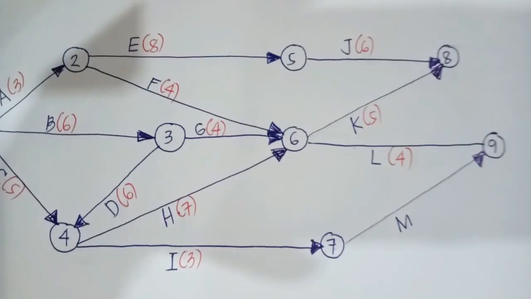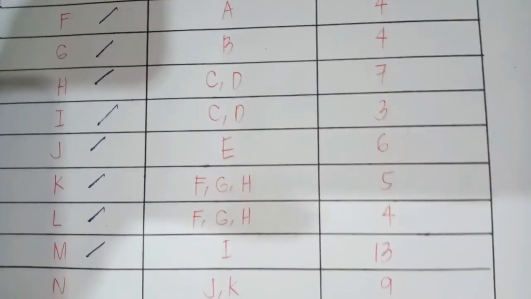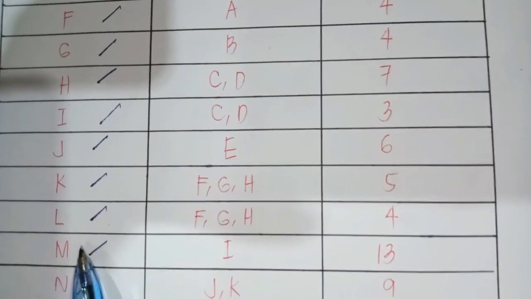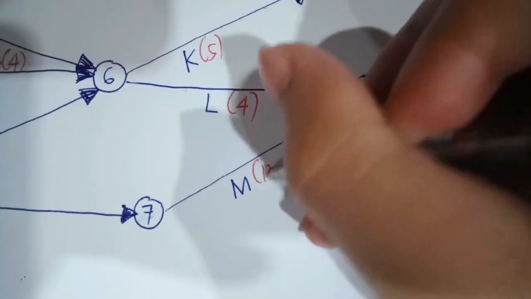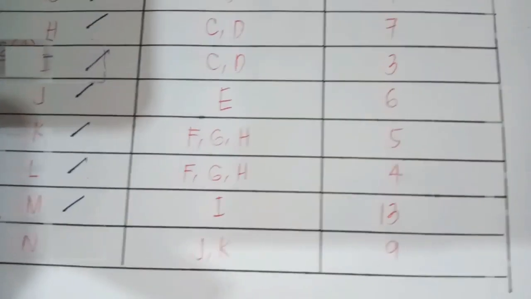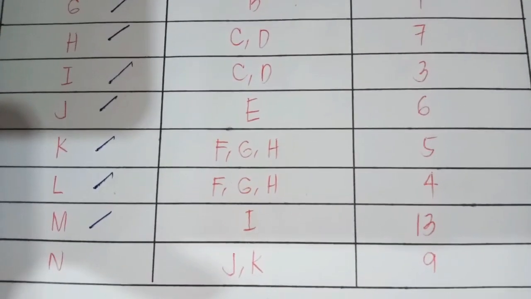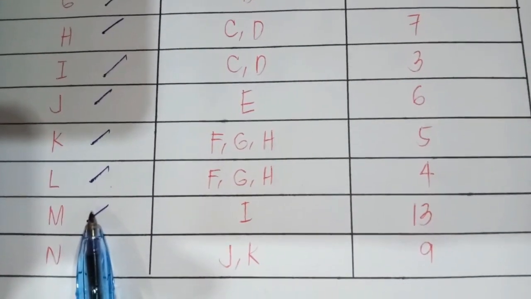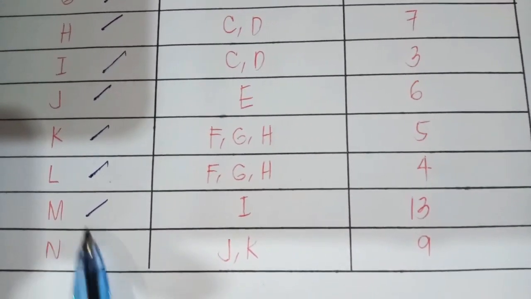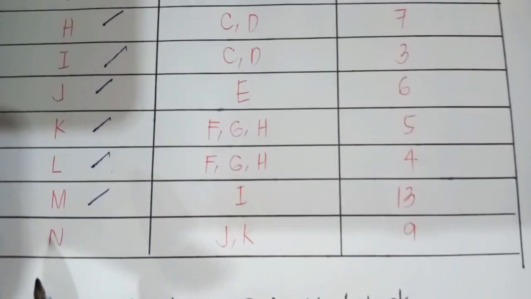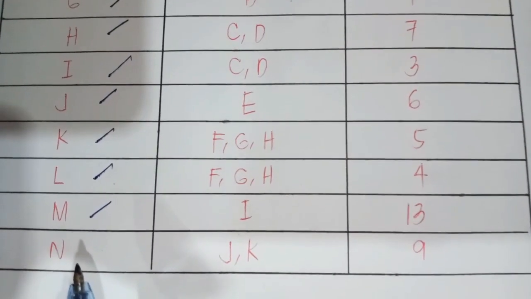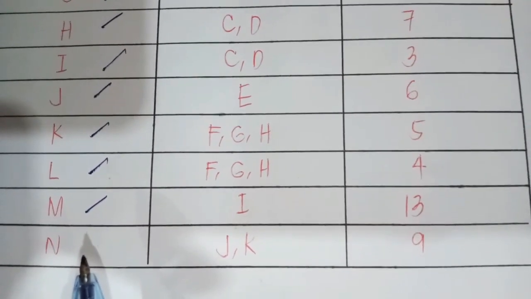Okay, this is activity M. And as you can see in our tabulation, M has a duration of 13 weeks. Okay, you have there 13 weeks. Finally, we are now done with activity M and right now we are down to our last activity, which is activity N.